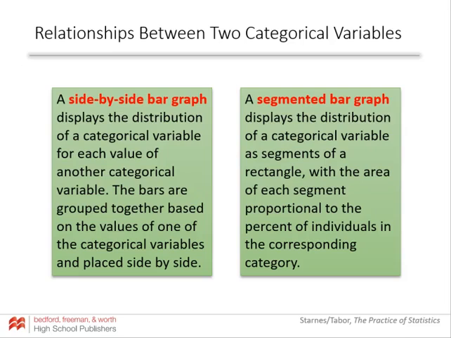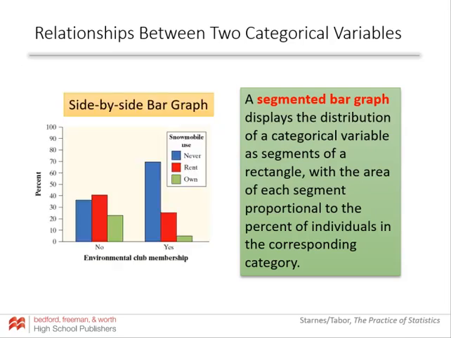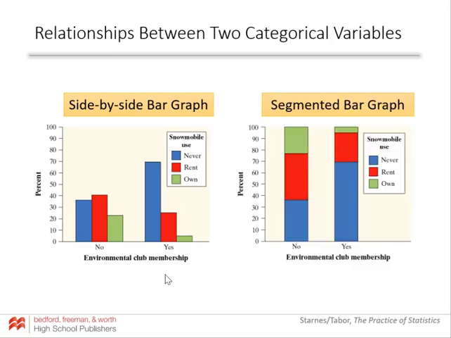Two other things that we can look at to try and see a relationship between 2 categorical variables. One is a side-by-side bar graph. Here we still have our environmental club and snowmobile use, and we did bars for the non-members and bars for the yes members. The other way we can do this is called a segmented bar graph, and that's where we stack them on top of each other. Same data, but here's my no's, the 3 categories, my yeses, the 3 categories. Both of these are good. There's no one or the other. It's typically whatever the problem asks you to make.